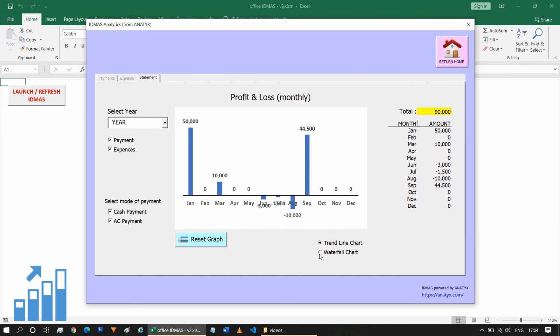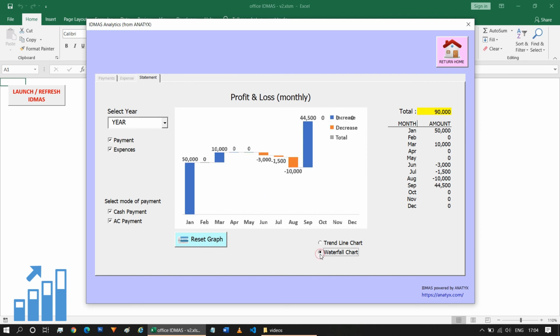Now let us see what the waterfall chart does. You click on this. Month of January it is 50,000, February it was 0, March again you earned 10,000, April and May there was nothing, June you were less by 3,000. That is the reason the waterfall chart shows a trend downwards. Then in the month of July you had 1,500 negative, and in August you are at 10,000 negative. But in the month of September you are up by 44,500. And finally this is where you are today. So 90,000 is your total earning so far.